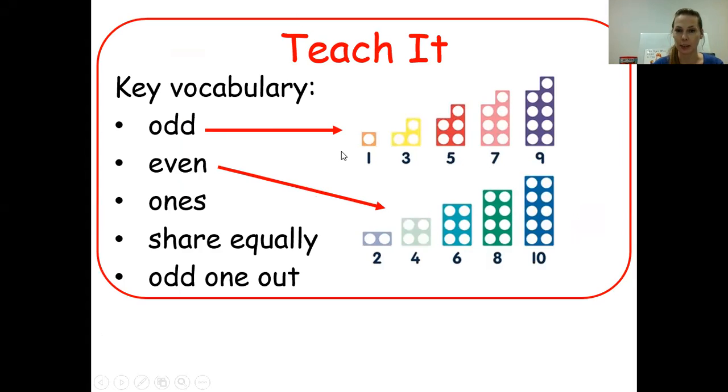So if you look at these numbers here, these are all your odd numbers. If we look at the ones, we've got 1, 3, 5, 7, and 9. And they don't share equally because there's always an odd one out. Can you see they all stick up by 1 there? And then the even numbers, they all share equally. Each circle has got a partner next to it. Can you see? And even numbers end in 2, 4, 6, 8, or 0.